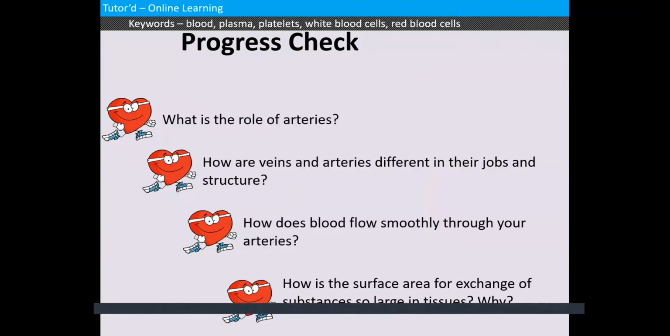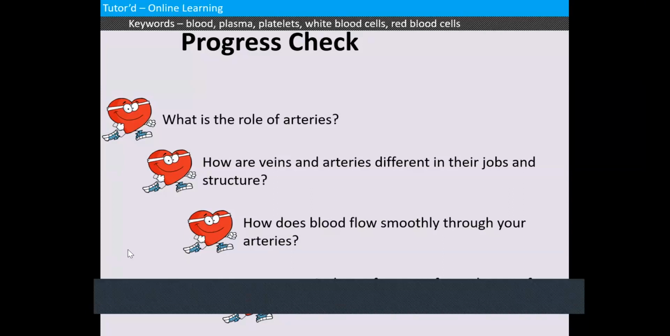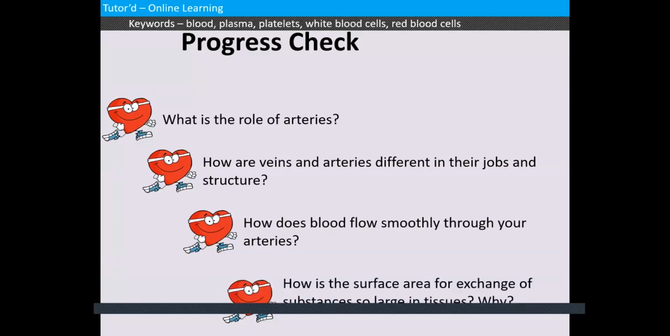How are veins and arteries different in their jobs and structure? I think that's what we answered in the table. How does blood flow smoothly through your arteries? Could you please answer question number 3? How does blood flow smoothly through your arteries? Let's talk about the structure of the artery and how this structure enables the movement smoothly through the arteries.